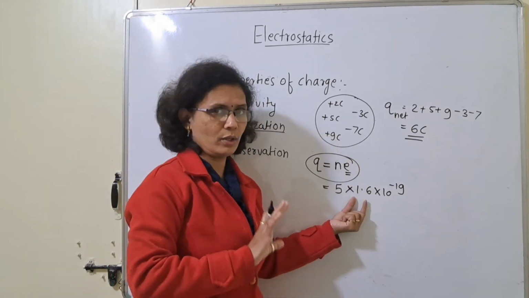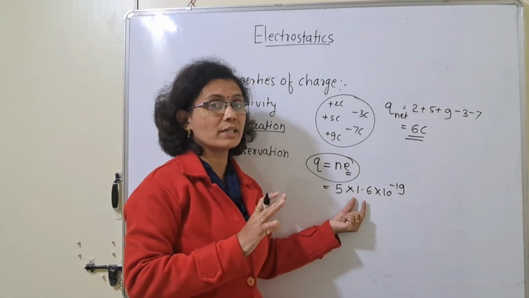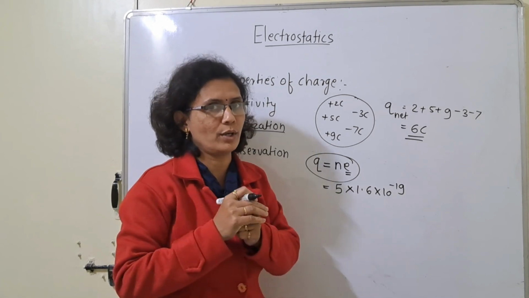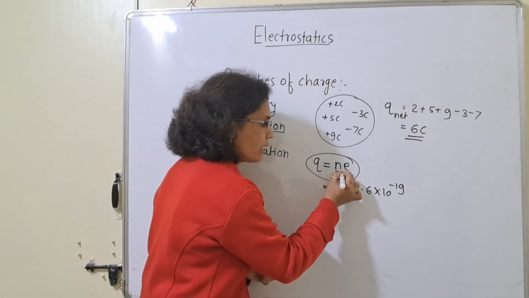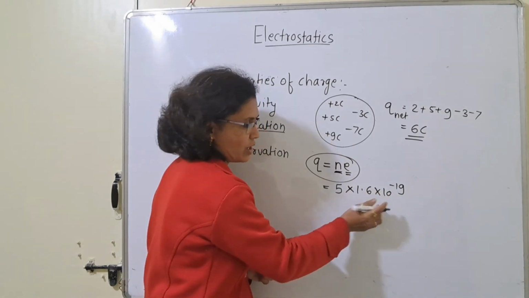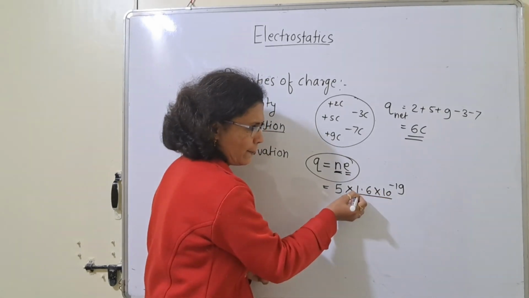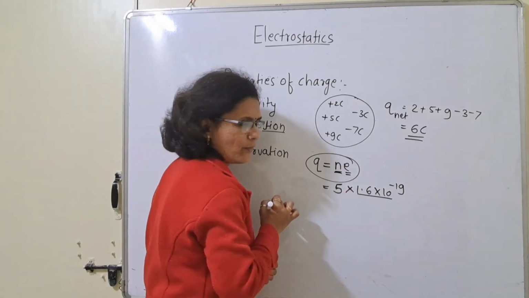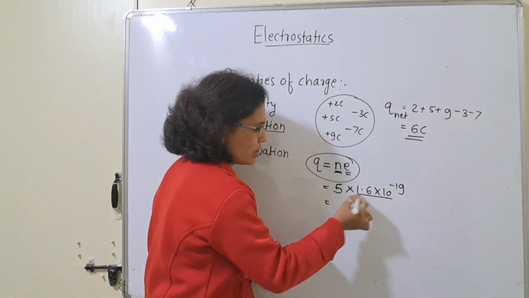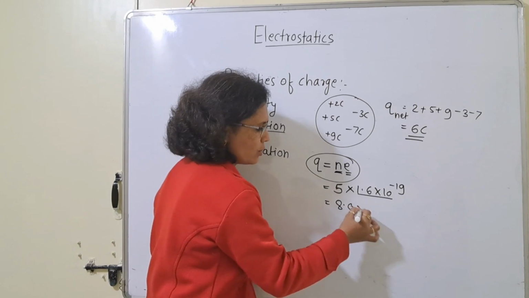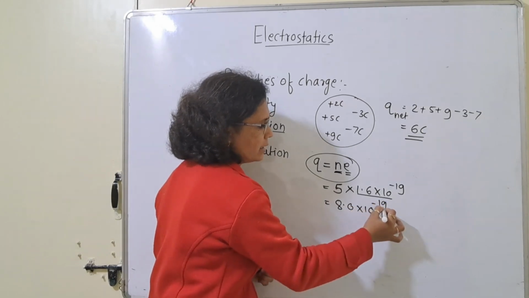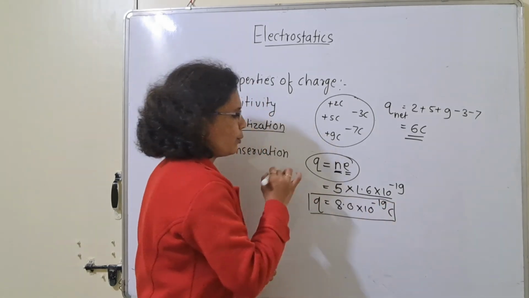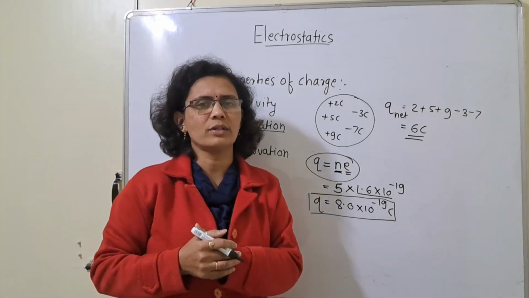Here I have considered only the magnitude, because I want the magnitude of the charge which is transferred from one point to another point. That is an integral multiple of individual charge. Individual charge means this one, the charge on one electron, and the number of electrons transferred is 5. So what will be the charge? 8.0 into 10 raised to minus 19 coulomb. This is the charge transferred from one body to another body or one point to another point.